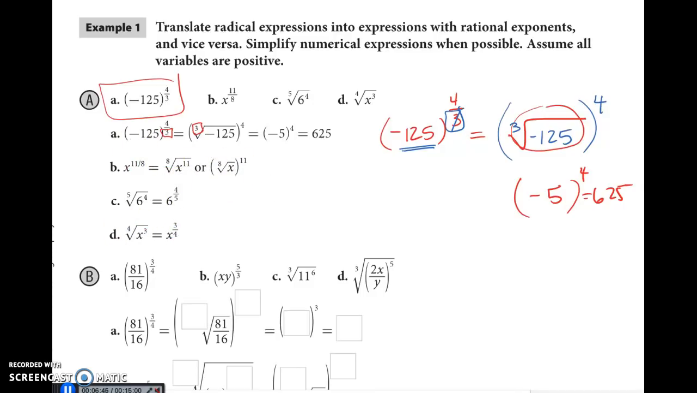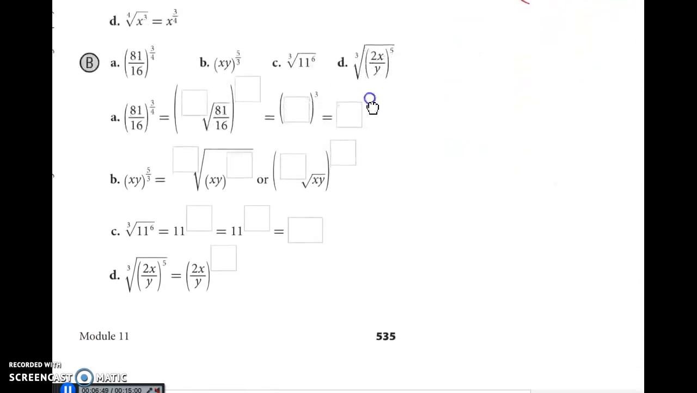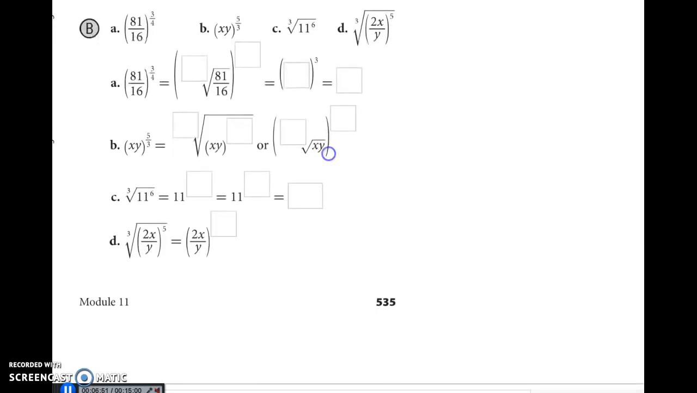So let's look at part B where we actually have to do it ourselves. So for A, let's go ahead and first look at what our index is going to be. Our index, this number right here, is a 4. And the exponent on the outside is going to be the numerator, which is 3.